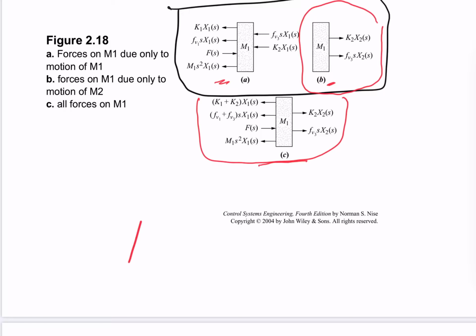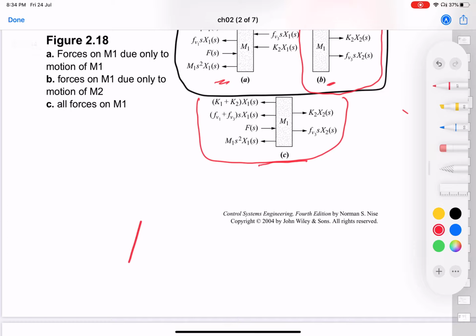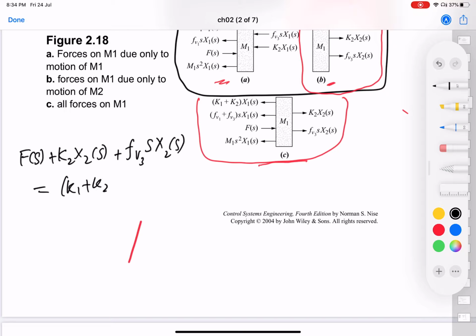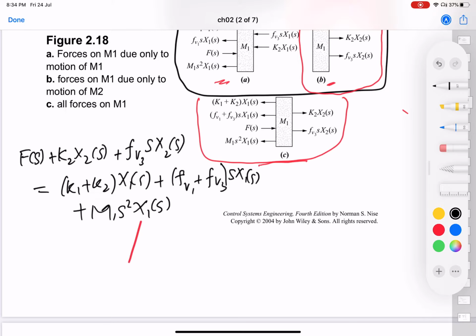So in this first case, you will be writing F(s) equal to the sum of all these forces. The forces acting towards the right and the forces acting towards the left have to be equalized, right? So if you have to write down the equation of motion from the free body diagram that you have drawn here, you will say F(s) + K2 X2(s) + Fv3 s X2(s) = (K1 + K2) X1(s) + (Fv1 + Fv3) s X1(s) + M1 s² X1(s). So you're summing up the forces acting towards the right and the forces acting towards the left and equating them. This is one of your equations.